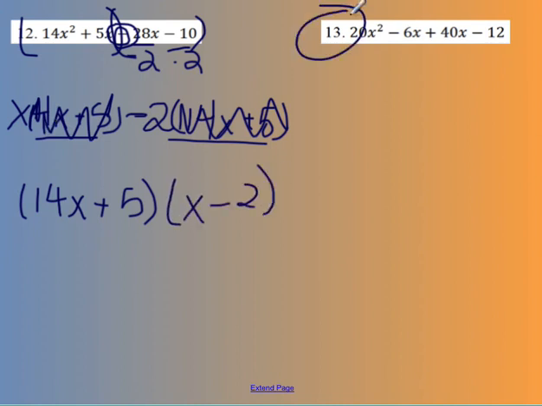What I want you to do is finish up this note sheet on your own. Try number 13 on your own. If you don't get it, as long as I'm not working with anyone, let's go ahead and do it together.